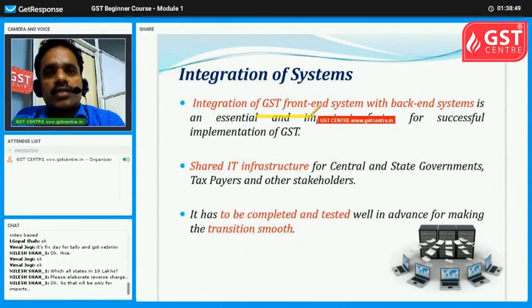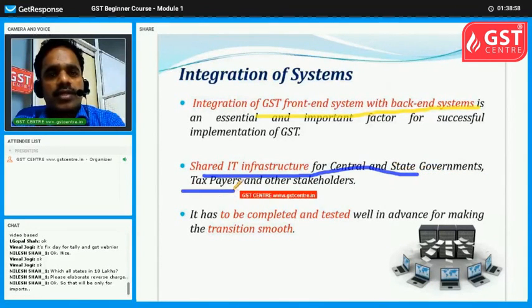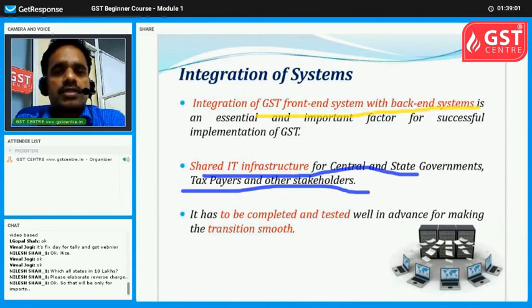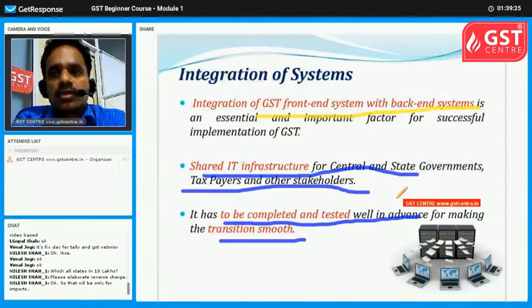Then integration of systems. Integration of the GST front end system with the back end system is an essential factor. There will be a shared IT infrastructure for central and state governments, taxpayers and other stakeholders. All such facilities for filing, registration, approval, appeals, whatever it is, will be through the GST portal. And the important fact is that it is to be completed and tested for making the transition from the existing system to the GST system smooth.